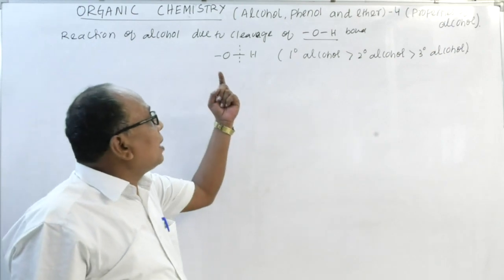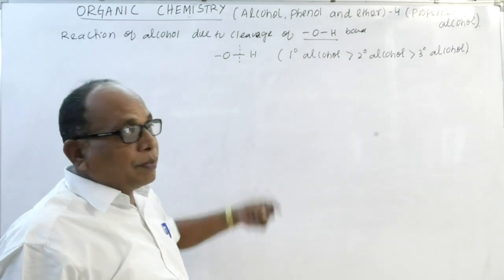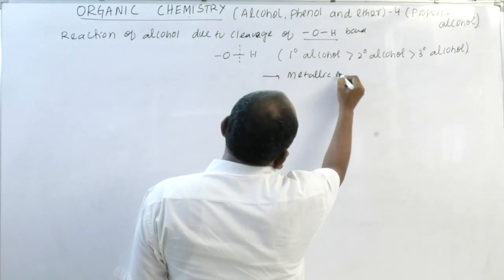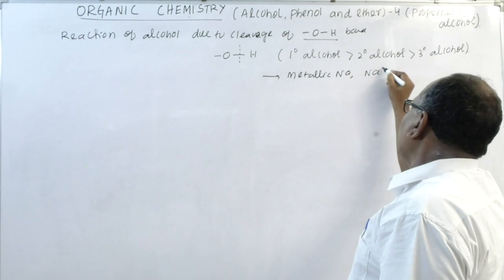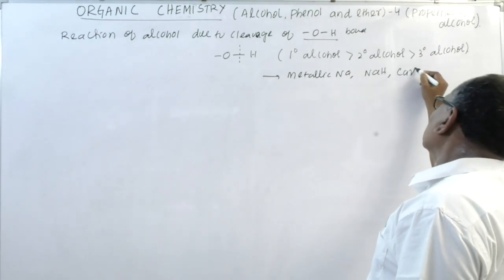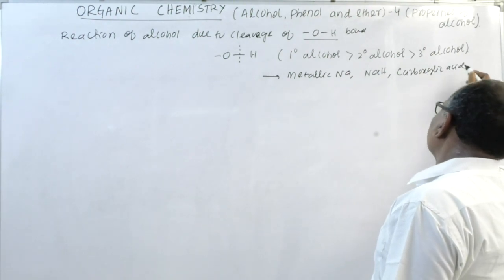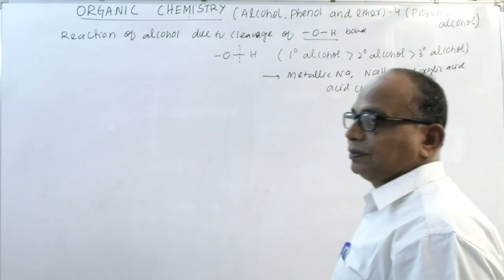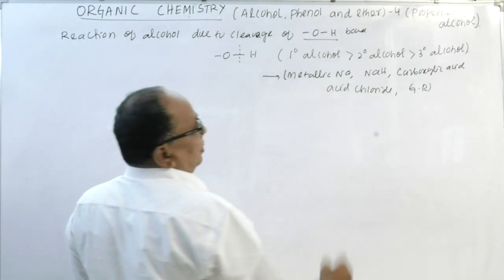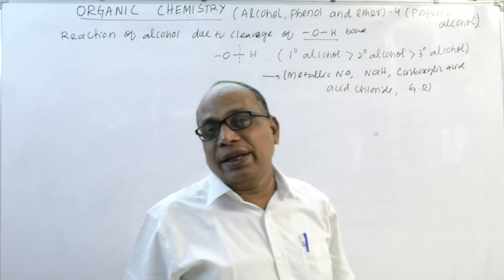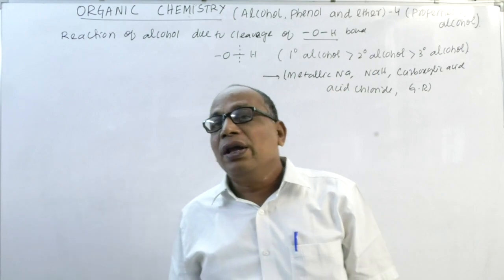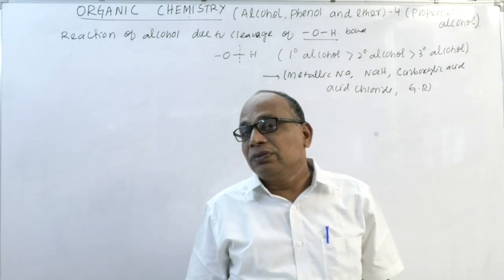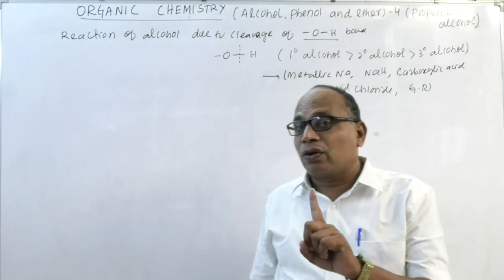So during the reaction of alcohol with cleavage of the oxygen-hydrogen bond, the reagents are metallic sodium, sodium hydride, carboxylic acid chloride, and Grignard's reagent. It means when the alcohol reacts with these reagents, the oxygen-hydrogen bond breaks, or the hydrogen atom of the OH group of alcohol is substituted by a stronger electrophile.